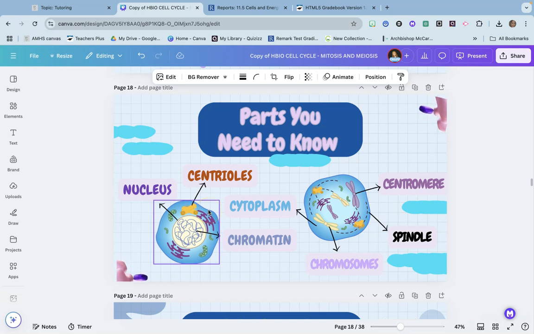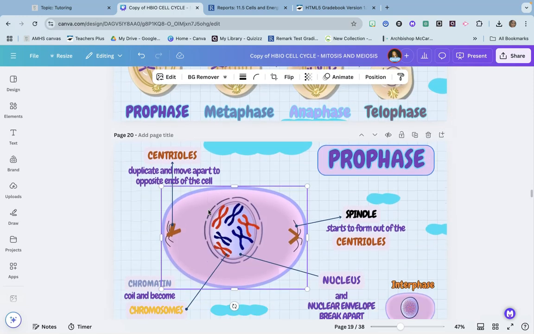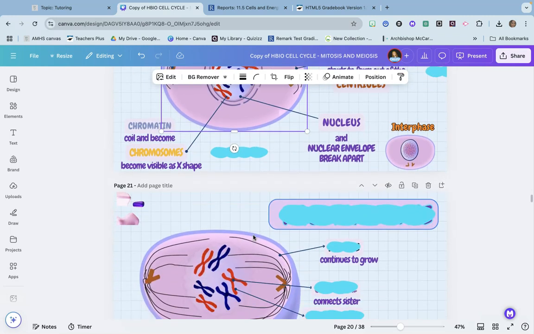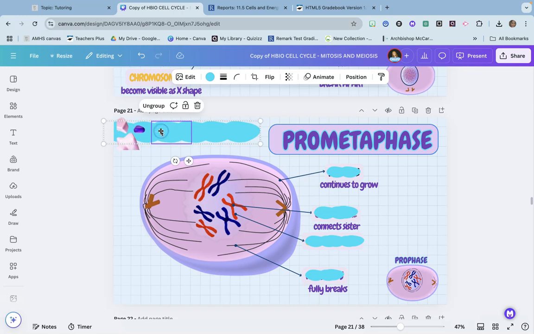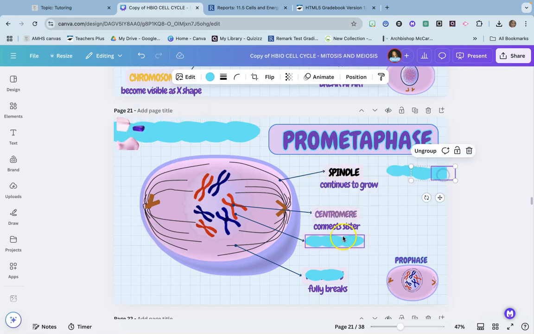I'm going to give you a picture of a phase like right here. And you have to know this is prophase because the centrioles moved apart, the nuclear envelope broke apart. Okay? And then when you jump to the next one, here's prophase. Now look at prometaphase. That's kind of like an in-betweener. And it's basically the same thing.